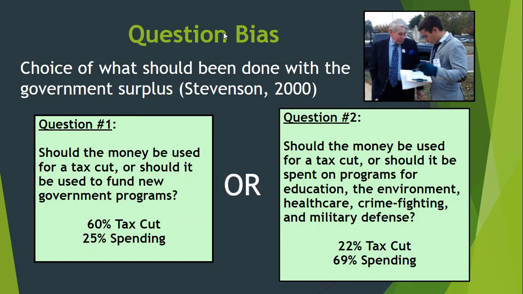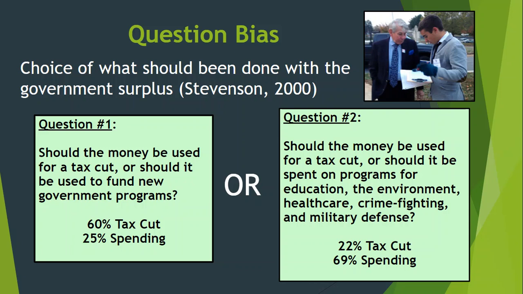Here's a question bias example. Depending on how much information and what kinds of information you want to give, that can make people answer very differently. So it's the same question worded two different ways. So when asked, should money, so this is like a government surplus means that there's extra money and the government wants to spend it on something because there's just a little bit more money. So in 2000, this is asking, should the extra money from the government surplus be used for a tax cut, or should it be used to fund new government programs?